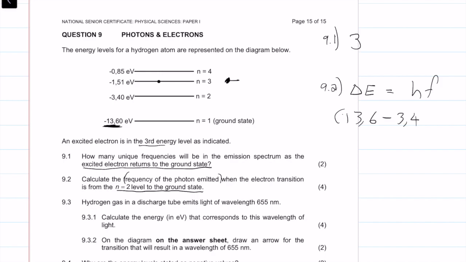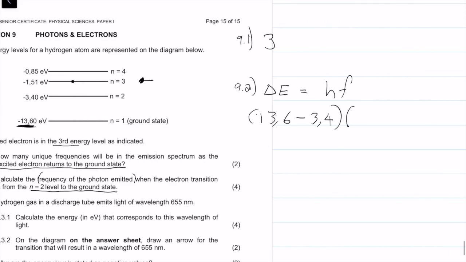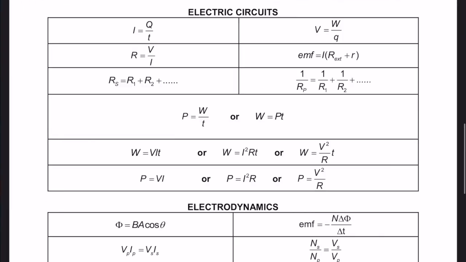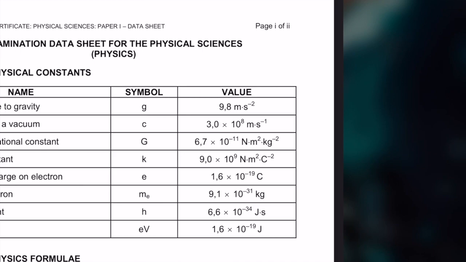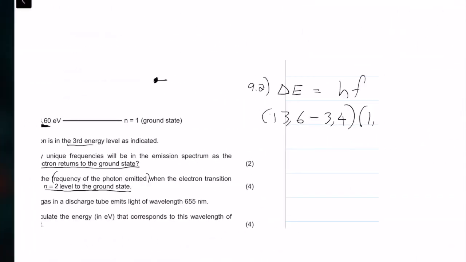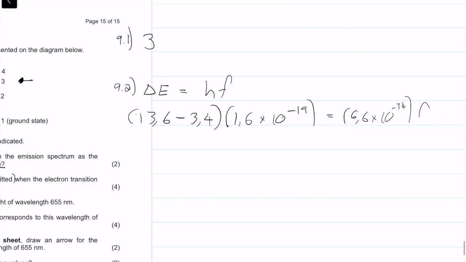13.6 minus 3.4, but this is in electron volts, so I want to get it into joules, and to get it into joules I multiply by 1.6 times 10 to the minus 19. And where's that from? That's from our formula sheet, the last row. Okay, and that's equal to Planck's constant, which is 6.6 times 10 to the minus 34 times the frequency f.